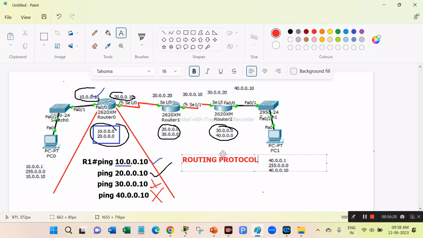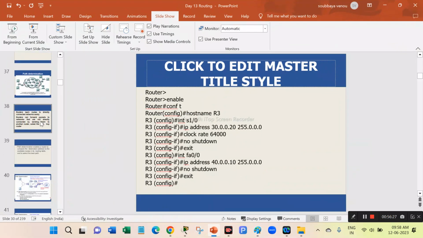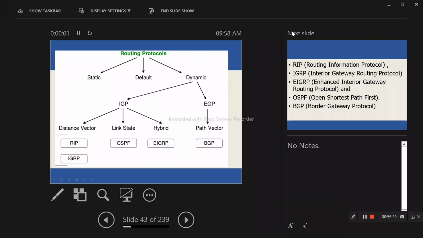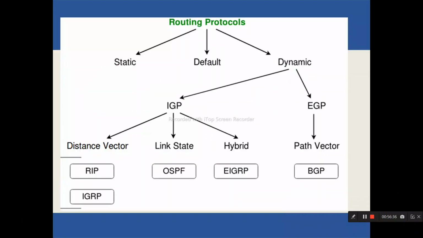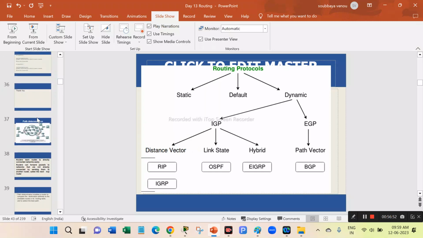So what is required for us? Routing protocol. We have a lot of routing protocols available, and we are going to discuss multiple routing protocols: static routing, default routing, dynamic routing protocols like RIP, IGRP, OSPF, EIGRP, BGP. We have multiple protocols available, so we are going to discuss them one by one later.